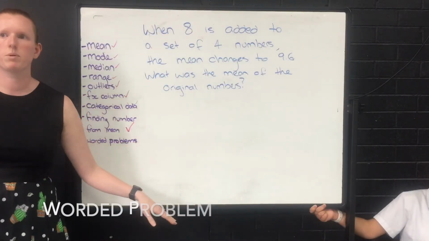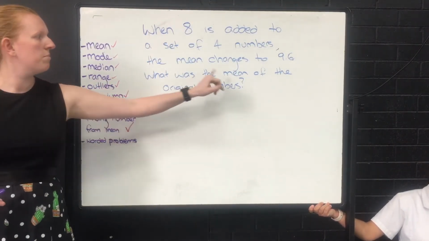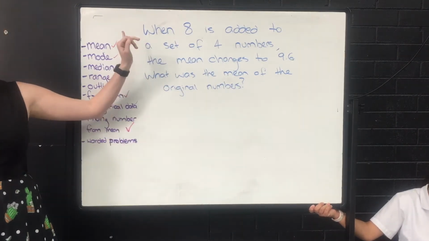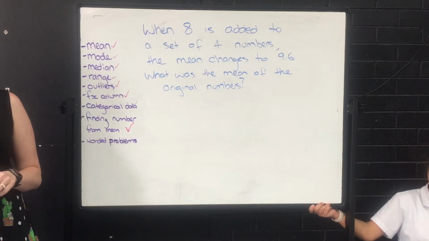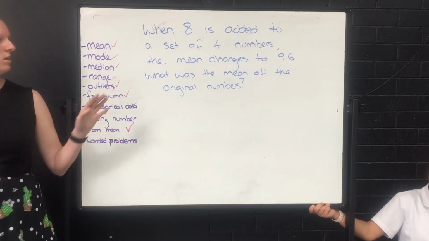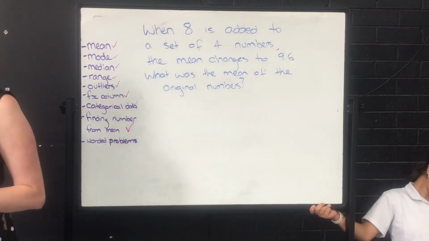Now we have a worded problem. Our goal is to try and find out what the mean of the original numbers was. So when the number 8 is added to a set of 4 numbers, the mean changes to 9.6. What was the mean of the original set of numbers? So we don't know what the mystery 4 numbers were. So what should I call them?